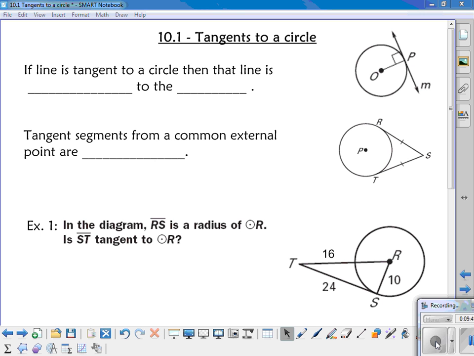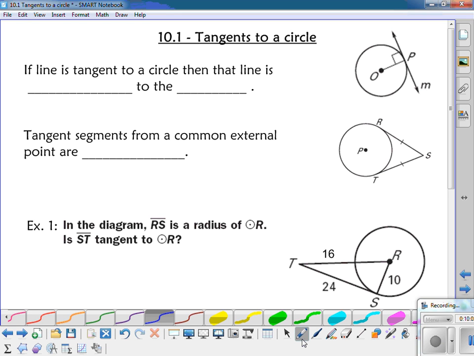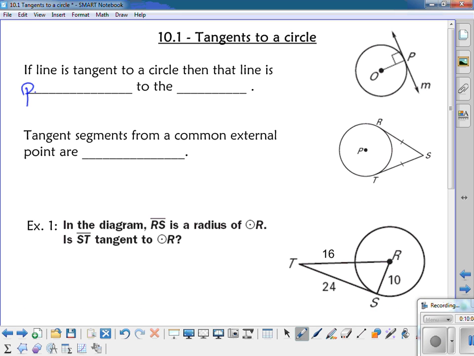Okay, so if a line is tangent to the circle, then that line is perpendicular to the radius or the diameter. Perpendicular to the radius. And the radius is just part of the diameter, so you could also say it's perpendicular to the diameter.